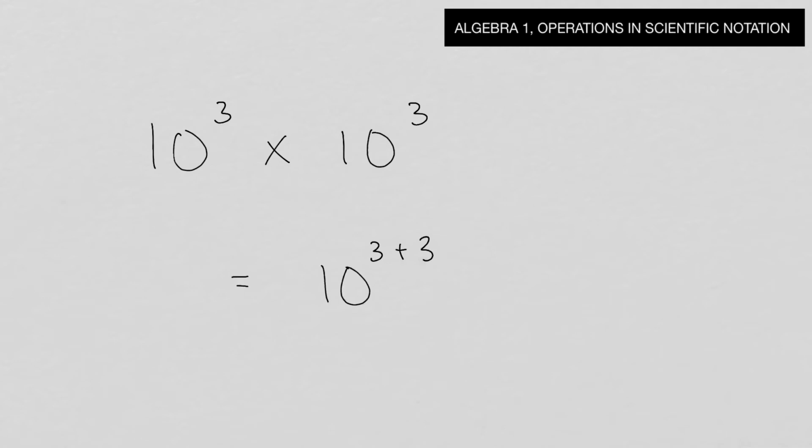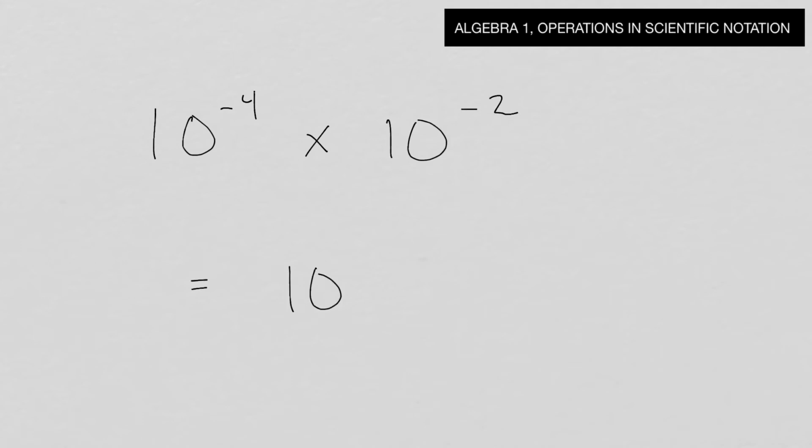So once again, let's say you have 10 cubed times 10 cubed. That's going to equal 10 to the 3 plus 3. That equals 10 to the 6th power. Same thing with negative numbers. If I have 10 to the negative 4th times 10 to the negative 2, that's going to equal 10 to the negative 4 plus negative 2. That equals 10 to the negative 6th. You're simply going to add these exponents together.